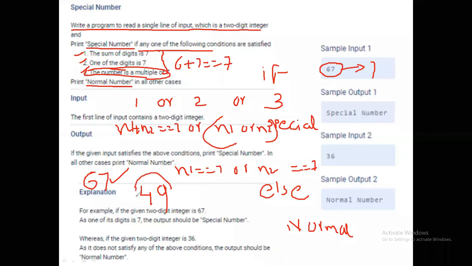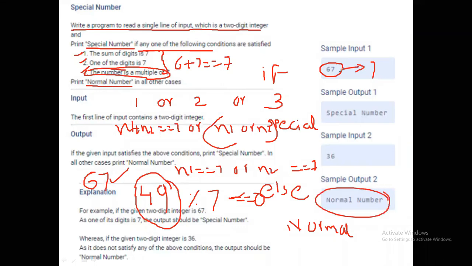So how do we find whether it is a multiple of 7 or not? Everyone please give the response in the chat box. How can we find that the number 49 is a multiple of 7? Here you are going to perform the modulus operation with 7. Yes, very good. If we get 0, then this condition is true. In all other cases, you are going to print normal number.